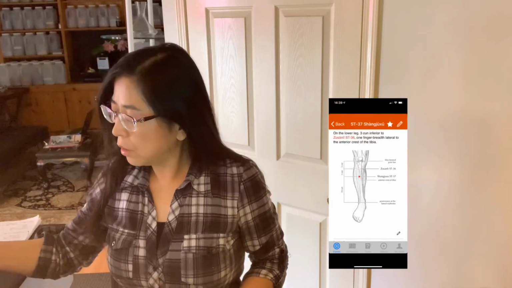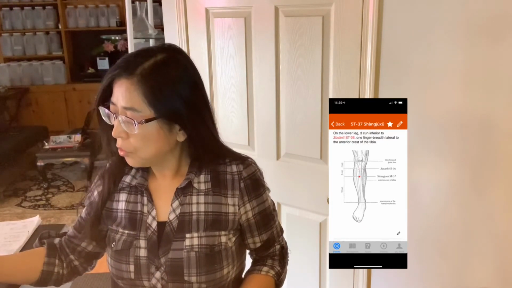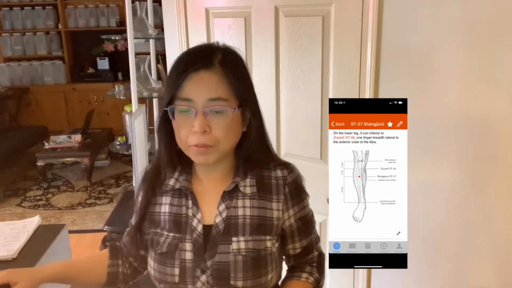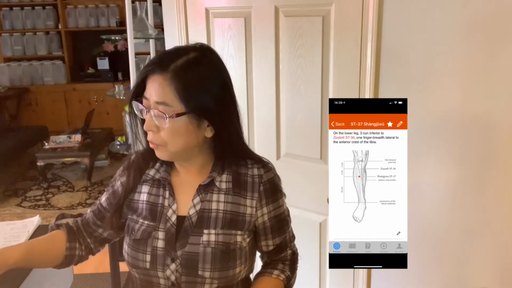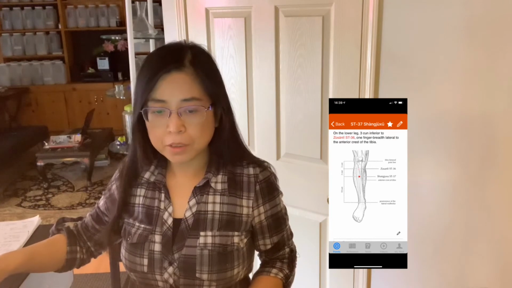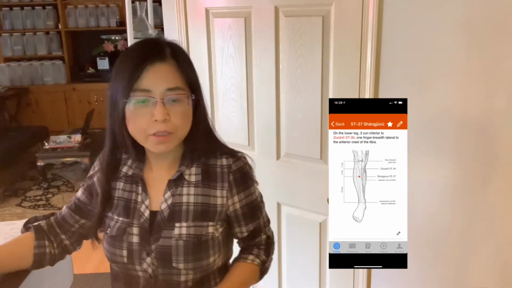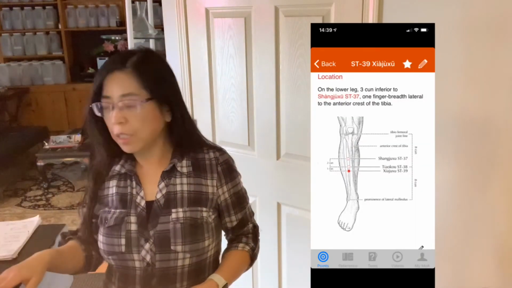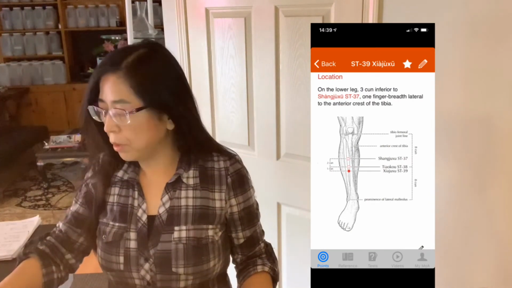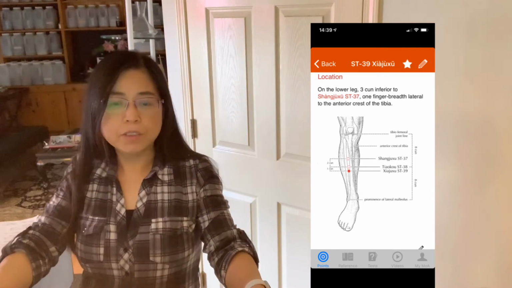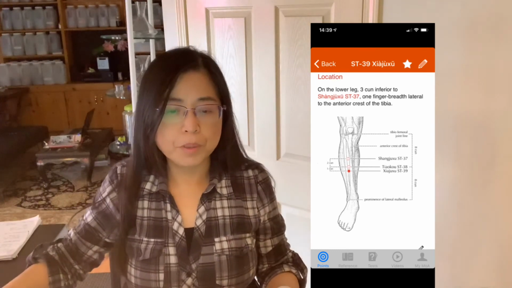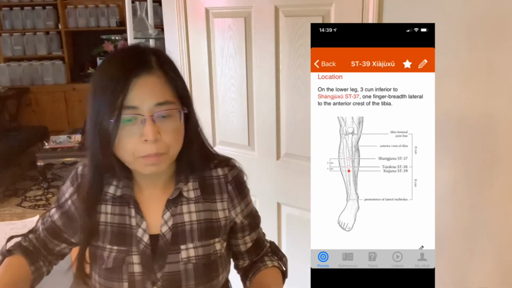It's 8 fingers below the kneecap or popliteal crease, and 4 fingers distal to stomach 36. We already learned that many times. And stomach 39 is another 4 fingers below stomach 37. Those 3 will greatly help you reduce the constipation.